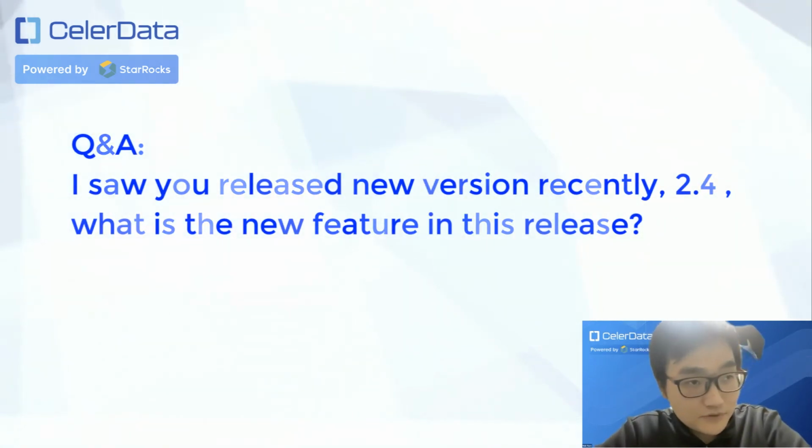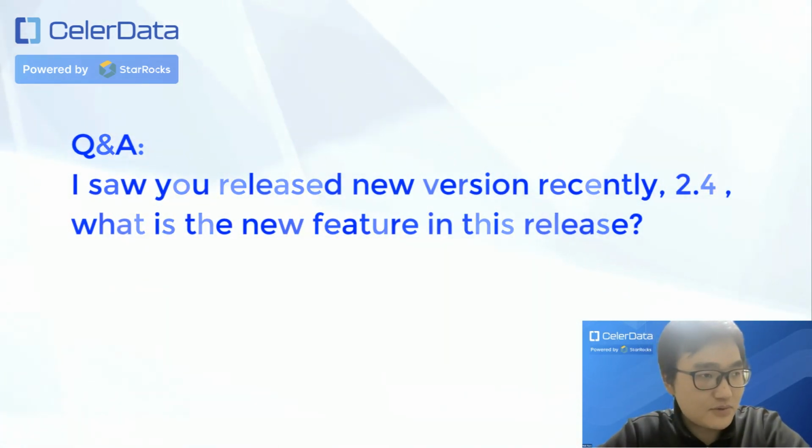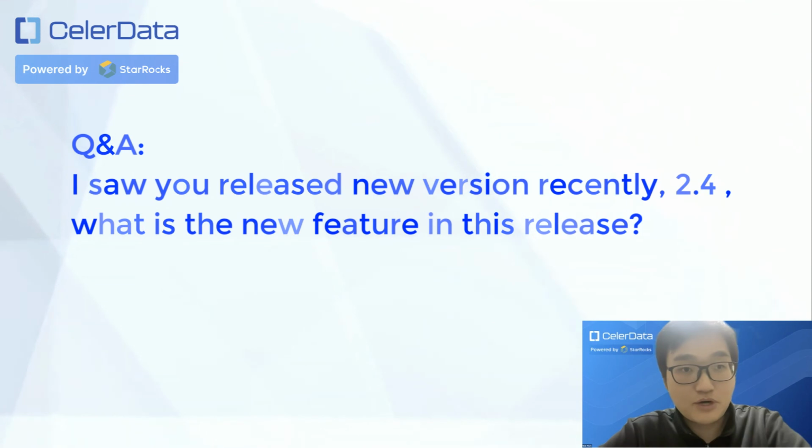Okay, so version 2.4 was released around two to three weeks ago, and I'm going to highlight two of the biggest features. The first one is that our materialized view now supports joins and primary key models. The primary key model is the real-time focused table type. And the second big feature is the introduction of compute node. This feature is still experimental, but it can be very useful for ad hoc queries.